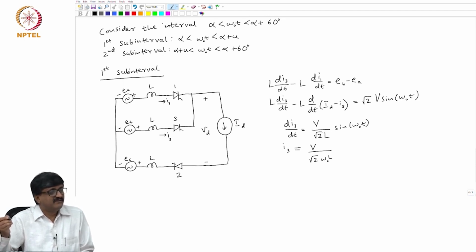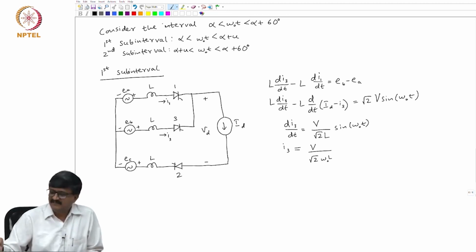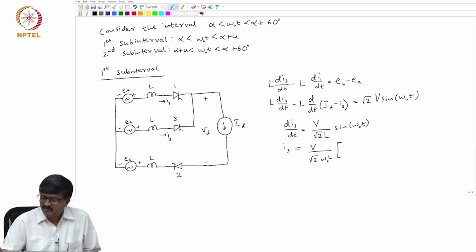1 minus cos omega. 1 minus cos. How did you get that 1? Initial condition. Plus cos alpha. So it is cos alpha minus cos omega OT.